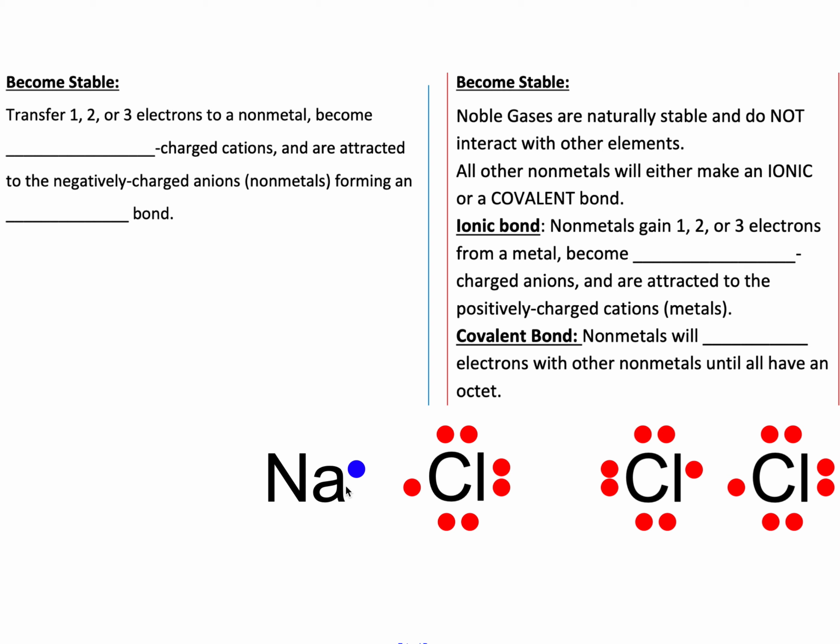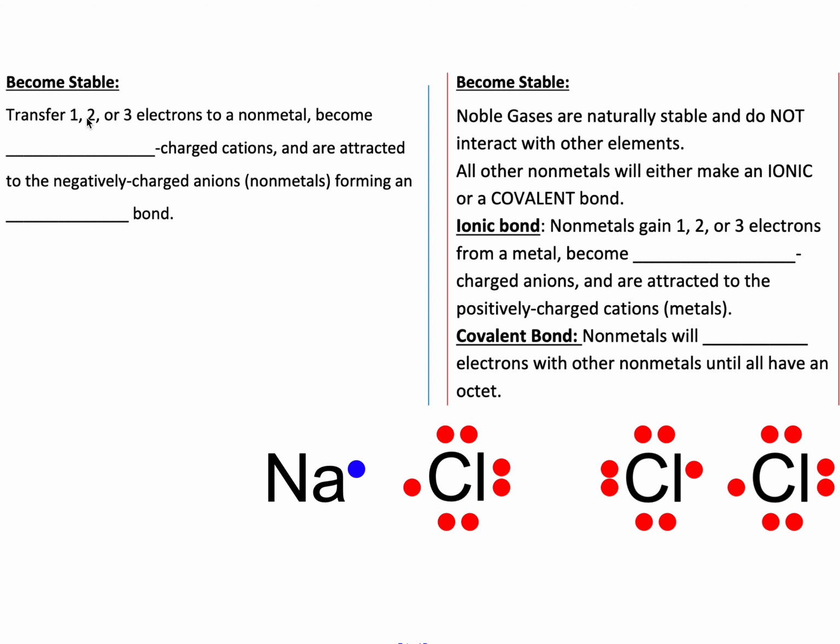Remember, there's a positive nucleus that's attracted to that valence electron. So another element really needs to come and pull it away from sodium's positive nucleus. So don't think that they're just dropping electrons all over the place and can't keep track of their electrons. But they end up losing it. They end up not having it anymore because a nonmetal comes and takes it.